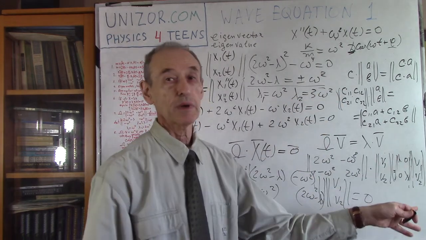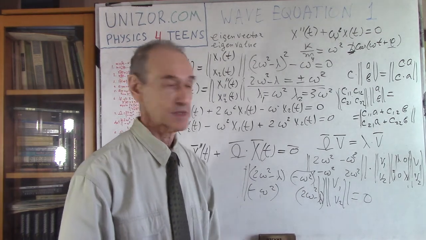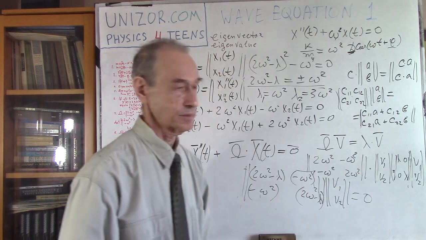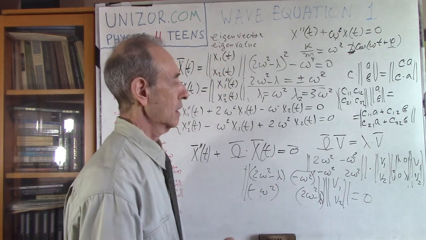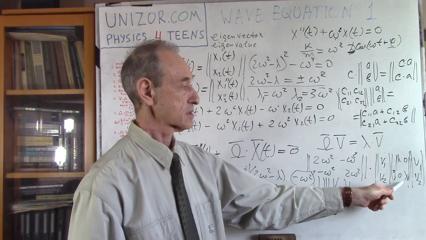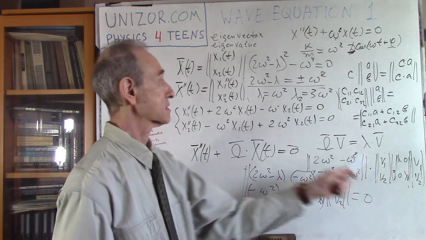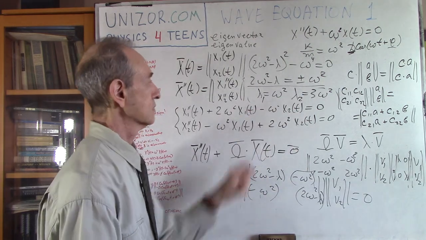Remember when I was talking about the results of the eigenvalue equation? My first case coefficient was omega square, another eigenvalue was 3 omega square. That's where I'm from, 1 and 2.